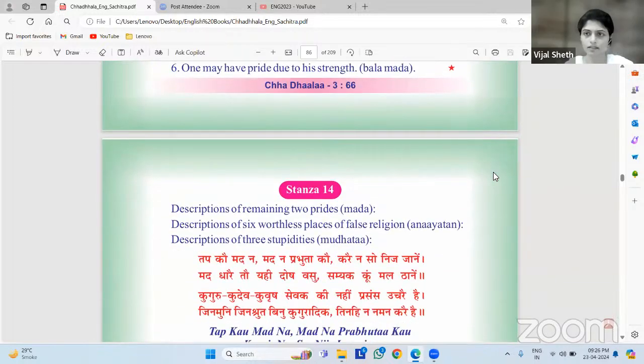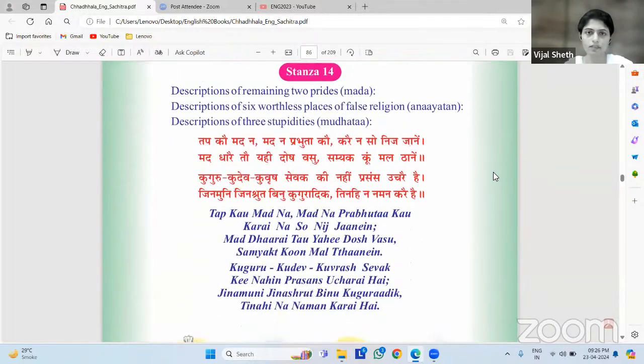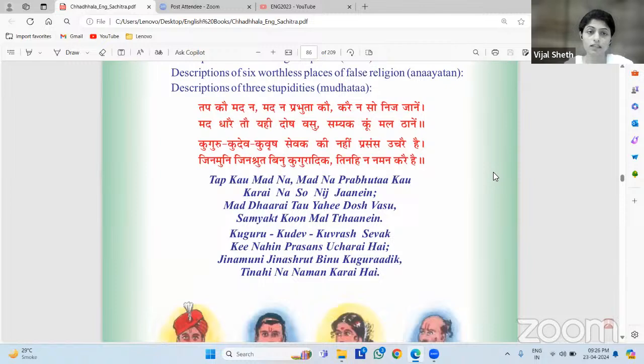Okay, so 6 are described in this stanza. The remaining 2 we'll see here. Tap ko mad na. People feel pride because of their ability to do tap. I can fast 30 days in a row. I can do 8 upvas without any water. This kind of tap mad. I can do 6 jatra without food and water. All of those things people have a pride for.